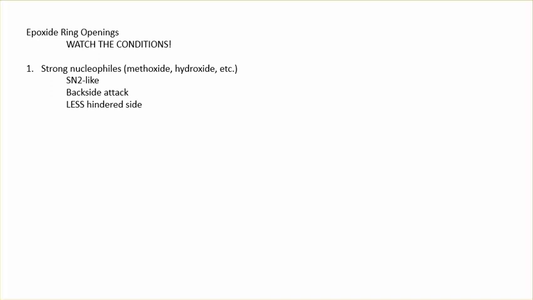So the biggest key that you need to keep in mind for epoxide ring openings is that you have to watch the conditions. There are two sort of different conditions that epoxides can react under, and depending on which kind of condition it's under, it will open differently. So be sure that you watch the conditions. Just like we look at the conditions to determine SN1 versus SN2, we're going to watch the conditions here to figure out exactly how the epoxide is going to open.